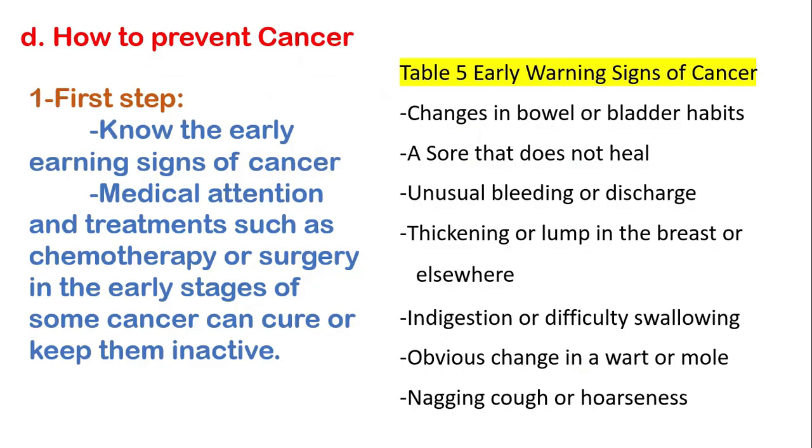Now move to another part, which is how to prevent cancer. There are two steps. The first step is to know the early warning signs of cancer. Here are the early warning signs of cancer; you can find them in your textbook also: change in bowel or bladder habit, a sore that does not heal, unusual bleeding or discharge, thickening or lump in the breast or elsewhere, indigestion or difficulty swallowing, obvious change in a wart or mole, nagging cough or hoarseness.